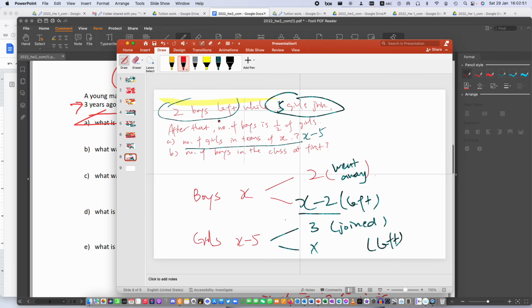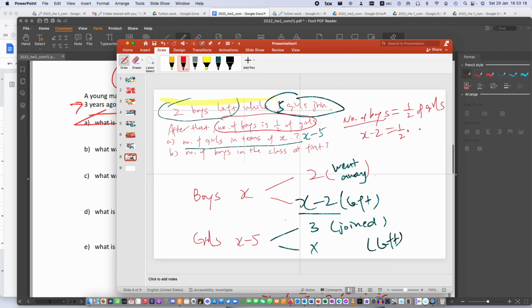Now what they say, just write down this statement. Number of boys is half of girls. So number of boys is equal to half of girls. So what's the number of boys now? Which one should you look at? Number of boys now. x minus 2. Very good. Equal half of means? Times. So what's the number of girls now?